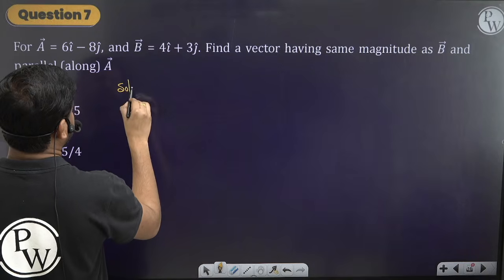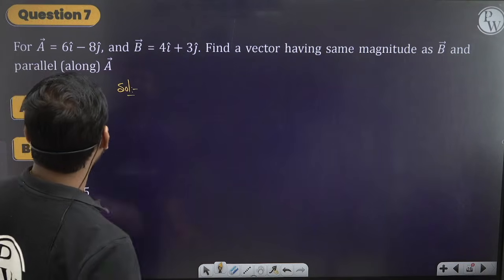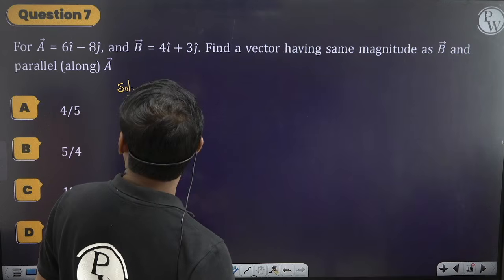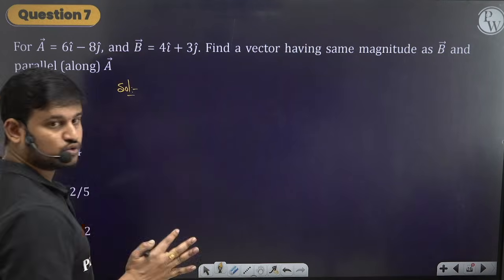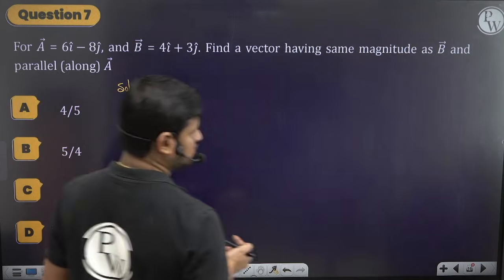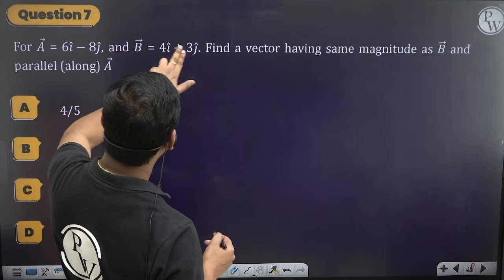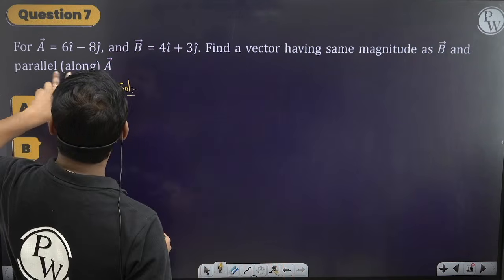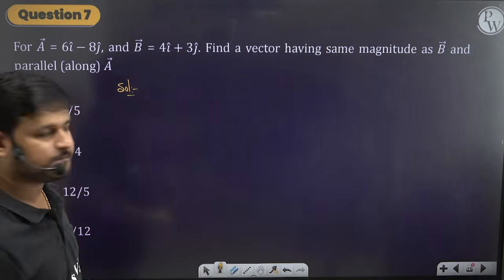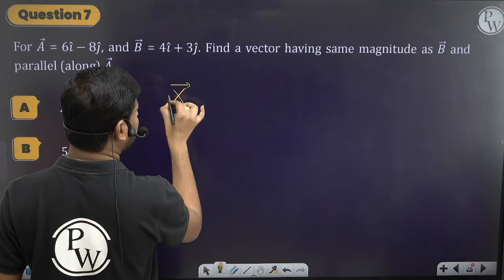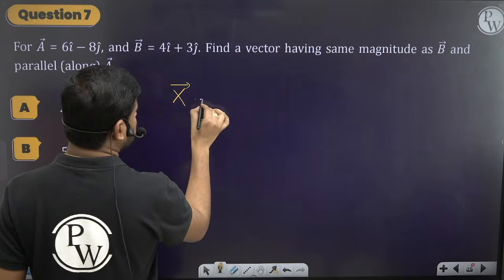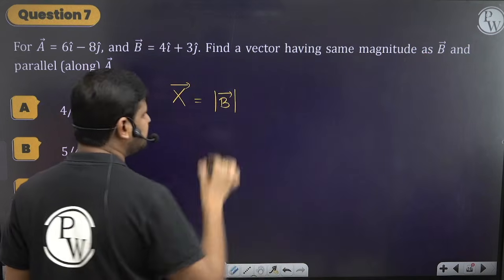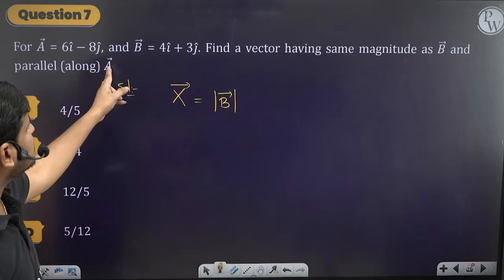Chalo. So let's take one more question. What does the question say, see here. For a vector A and vector B, find a vector having the same magnitude as B and parallel along A. So important kind of questions. We have to find some vector x whose magnitude is the same as the magnitude of vector B, and it is along the vector A.